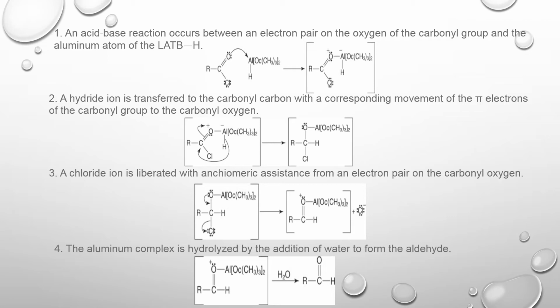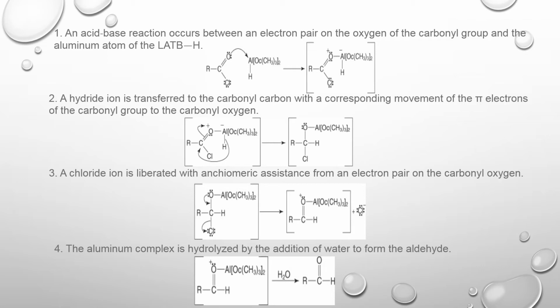So now let us move on to the mechanism. Just now I told you about LATBH, which is a reducing agent here. In the presence of this reducing agent, the acyl chloride is reduced to give the aldehyde group. Acyl chlorides are reduced to aldehyde. This will occur in 4 steps.